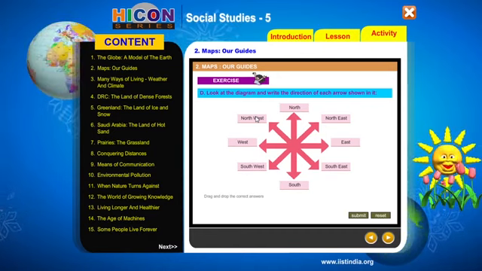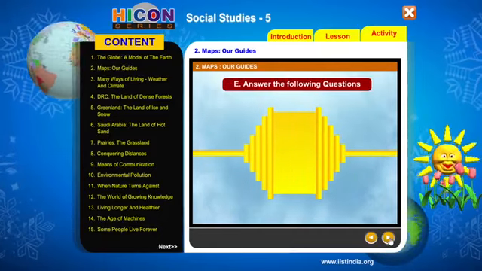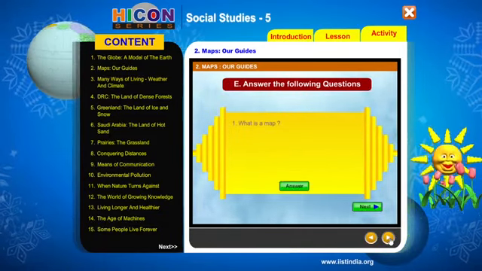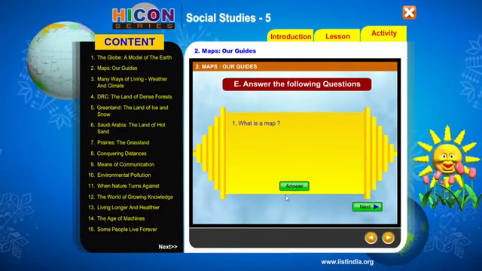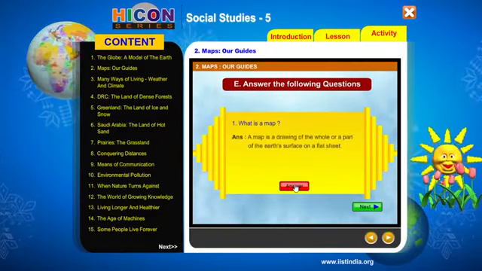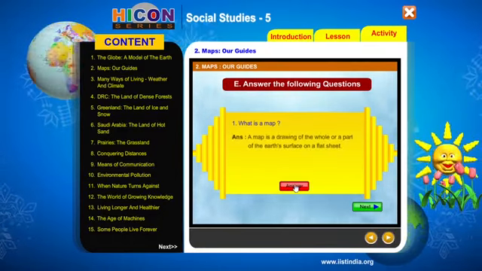Okay, so now we'll go on to the next one. Answer the following questions. What is a map? The first question is, what is a map? Answer. A map is a drawing of a whole or a part of the Earth's surface on a flat sheet.